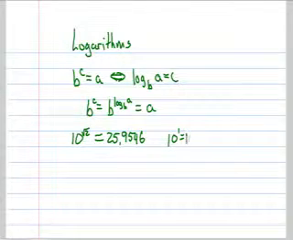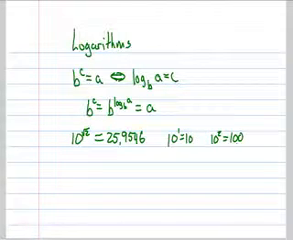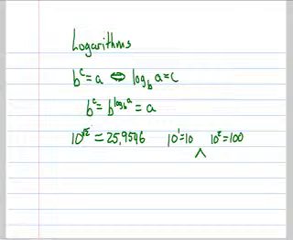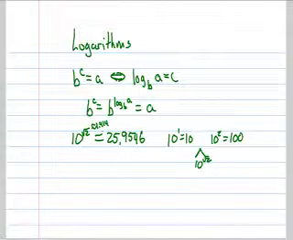But it does fit our model because we know 10 to the 1 is equal to 10. We know 10 squared is equal to 100, and so 10 to the square root of 2, since the square root of 2 is approximately equal to 1.414, has to fit somewhere in between there. And sure enough, 25, almost 26, is between 10 and 100, so that does fit what we know.